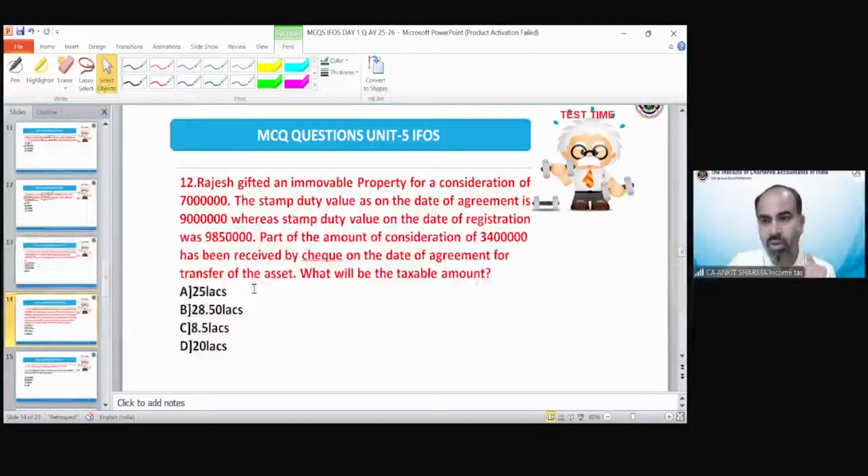Any other query you can ask me. How to write the final answer in the exam: how you need to answer your question in the examination will be discussed when I take your last class, after TDS, return filing, and computation of your tax liability. In that class, I will make you understand how to write your questions.